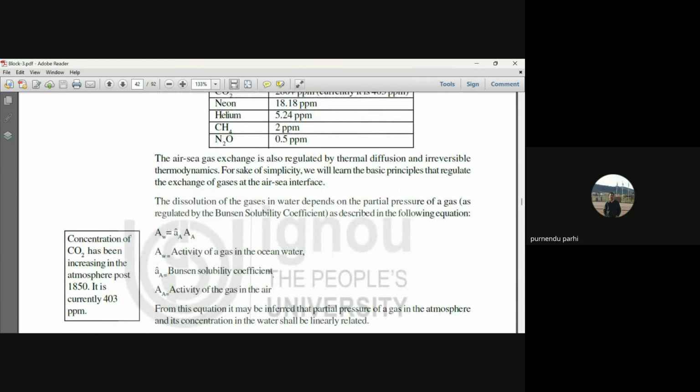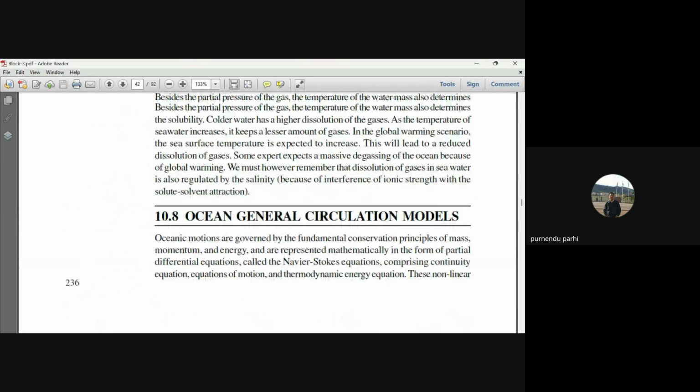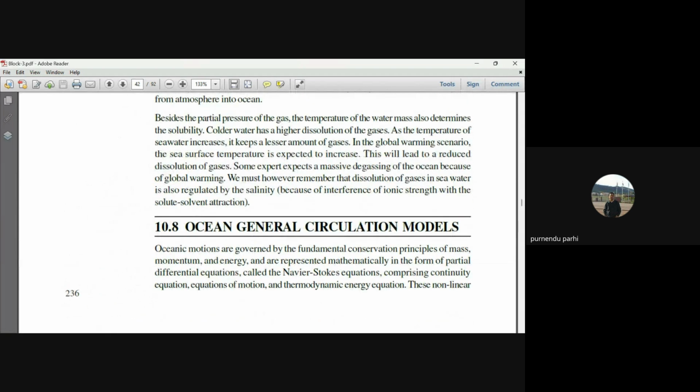The air-sea exchange is also regulated by thermal diffusion and irreversible thermodynamics. For the sake of simplicity, we learn the basic principles that regulate the exchange of gases at the sea level. Besides the partial pressure of gas, the temperature of the water mass also determines the solubility. Colder water has a higher dissolution of the gases. As the temperature of seawater increases, it holds a smaller amount of gases.